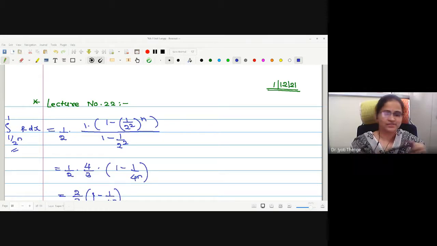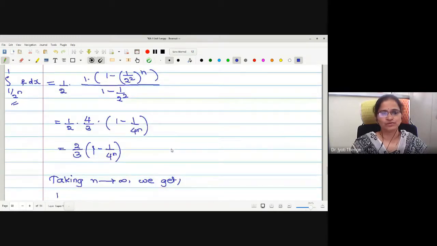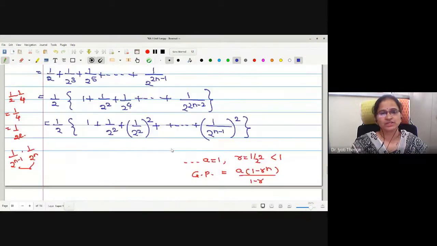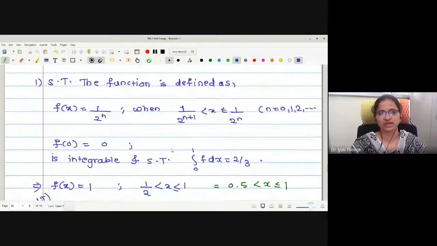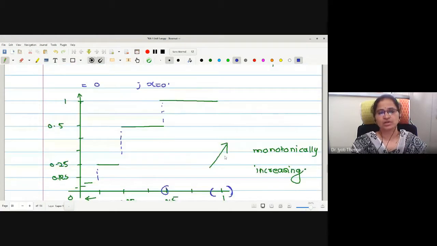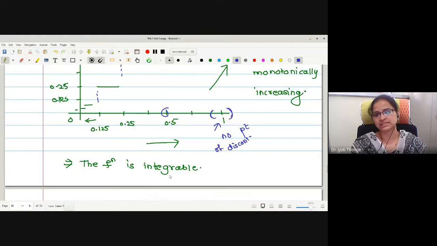In the last lecture, we solved some examples of finding the integral value of a function. The function we designed is a kind of step function, defined like this, 1 upon 2 raised to n in this range. We have drawn the sketch and the graph also. With this, we have seen that the function is monotonically increasing, and we know every monotonic function is integrable. That's why we can guess that the function is integrable.